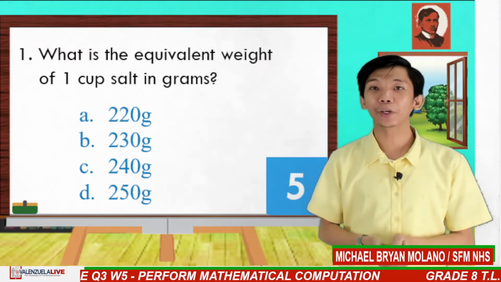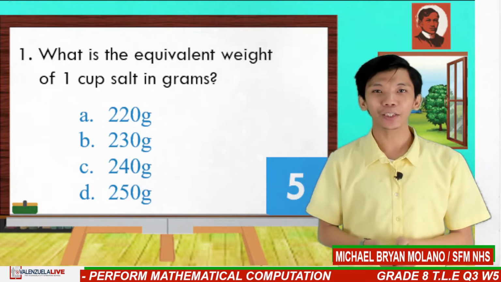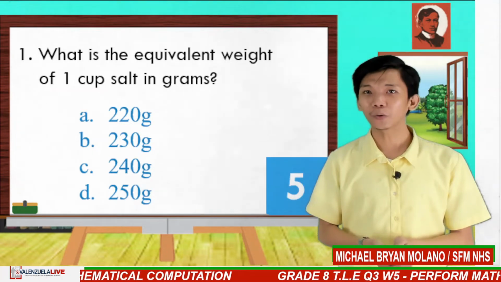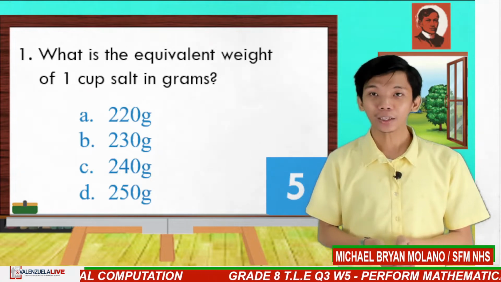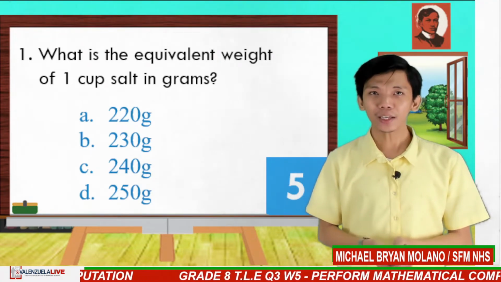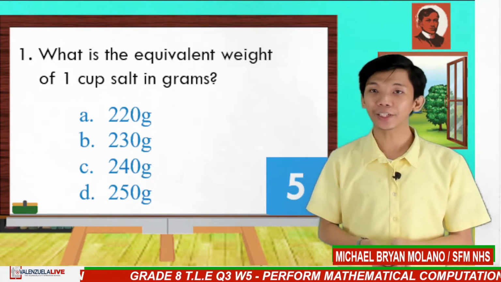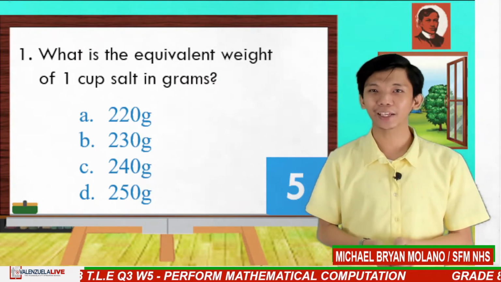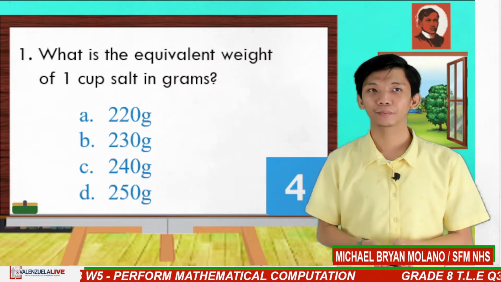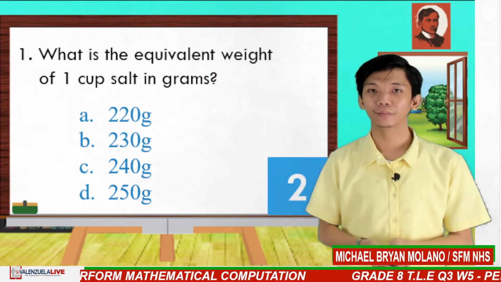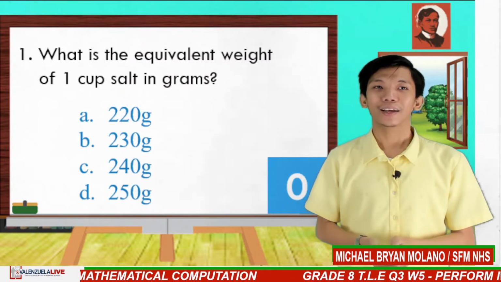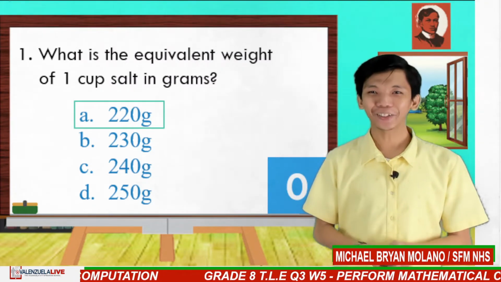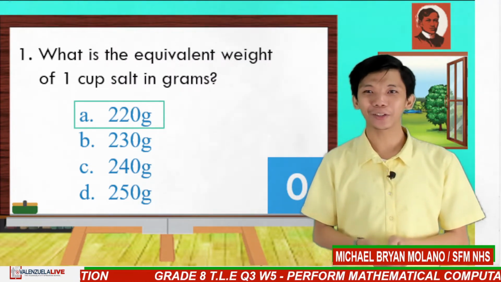For question number 1, what is the equivalent weight of 1 cup salt in grams? Is it A, 220 grams, B, 230 grams, C, 240 grams, or letter D, 250 grams? And you have 5 seconds to answer. Time's up. The answer is letter A. It's 220 grams. Very good.